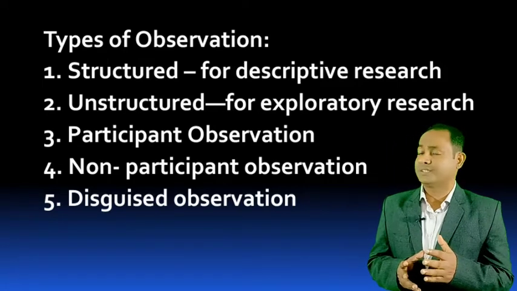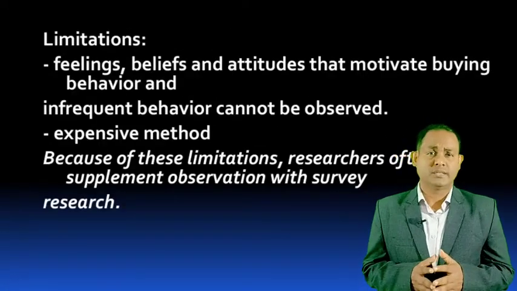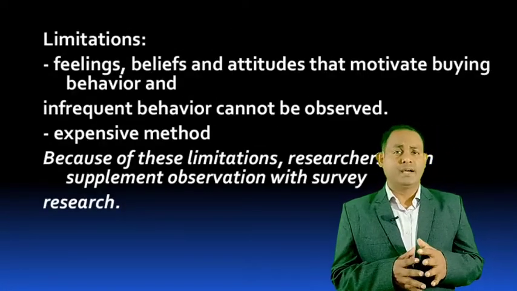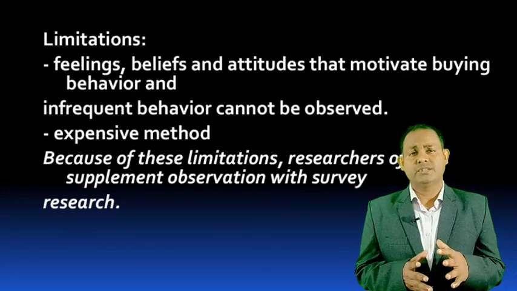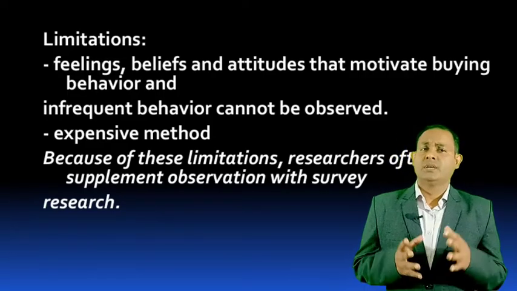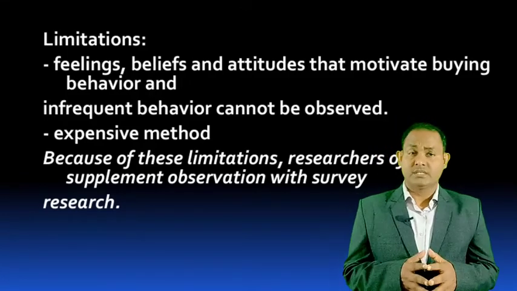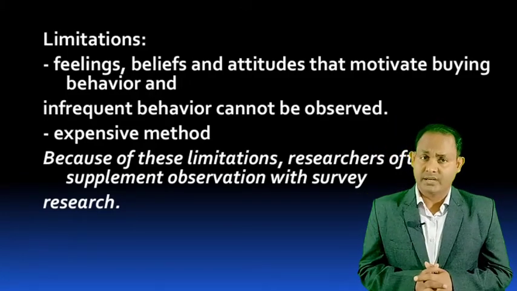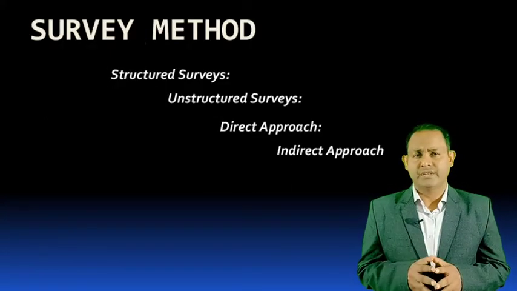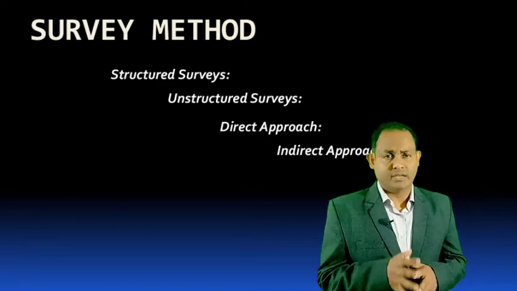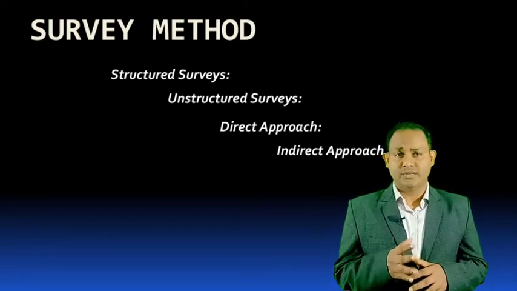There are also limitations: feelings, beliefs and attitudes that motivate buying behavior, and infrequent behavior cannot be observed, and it is an expensive method. Because of this limitation, researchers often supplement observation with survey research. The survey method is the approach most suited for gathering descriptive information. The survey methods are the structured survey, unstructured survey, and also the direct approach and indirect approach, which is very important.